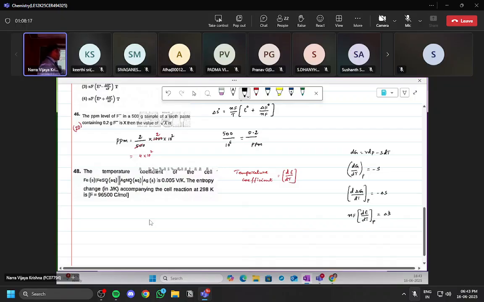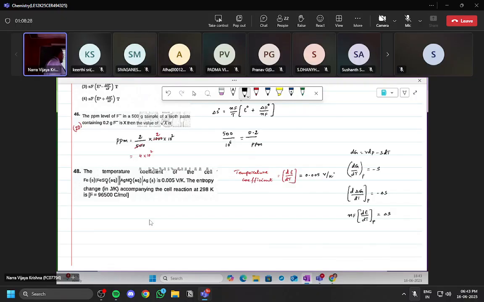They gave the dE by dT value. What did they give? 0.005 volt per Kelvin. Then what are they asking? The entropy change accompanying the cell reaction. So what is delta S now? Multiply that with nF. What is n? Iron is converting from 0 to +2. So what is the n value? 2. You can take it as 2.